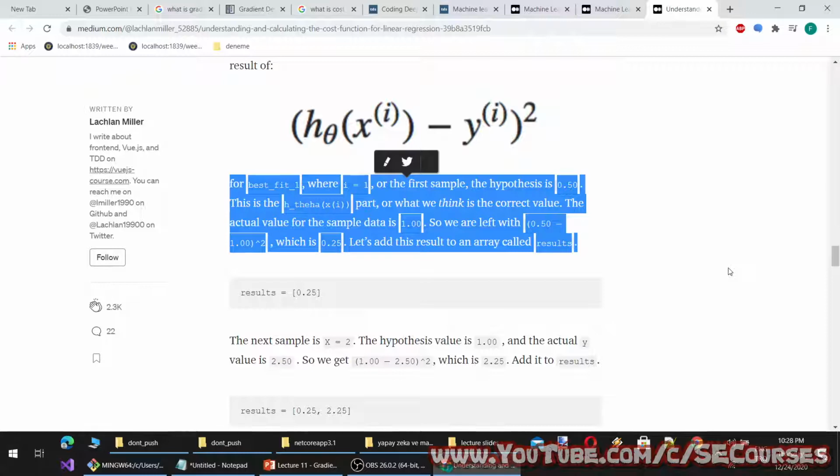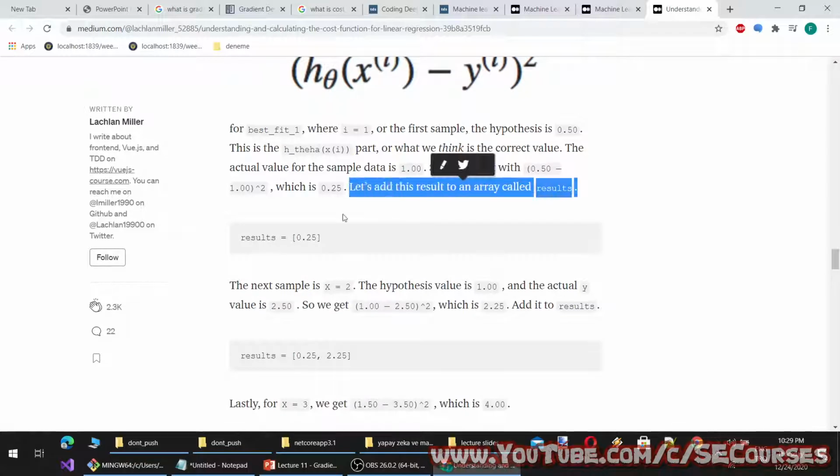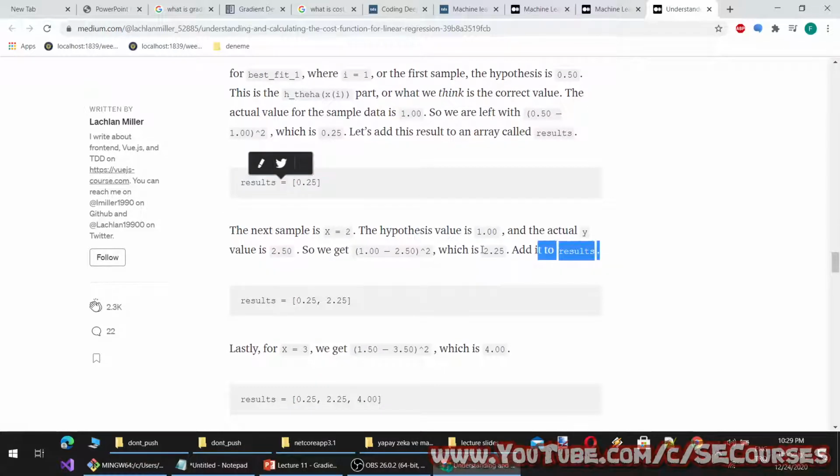For best_fit_1, where i equals 1, or the first sample, the hypothesis is 0.50. This is the h_θ(x_i) part, or what we think is the correct value. The actual value for the sample data is 1.00. So we are left with (0.50 - 1.00) squared, which is 0.25. Let's add this result to an array called results.